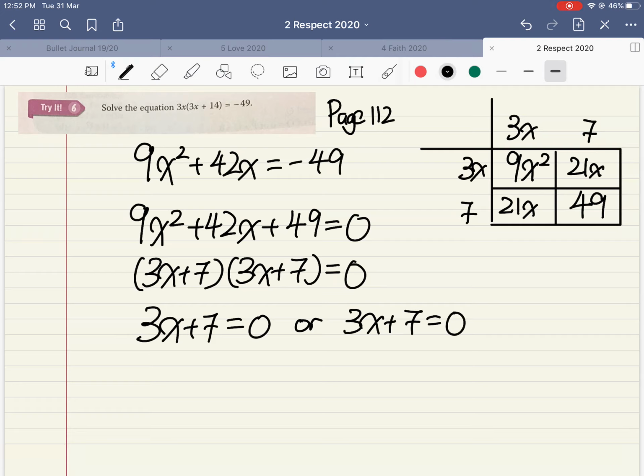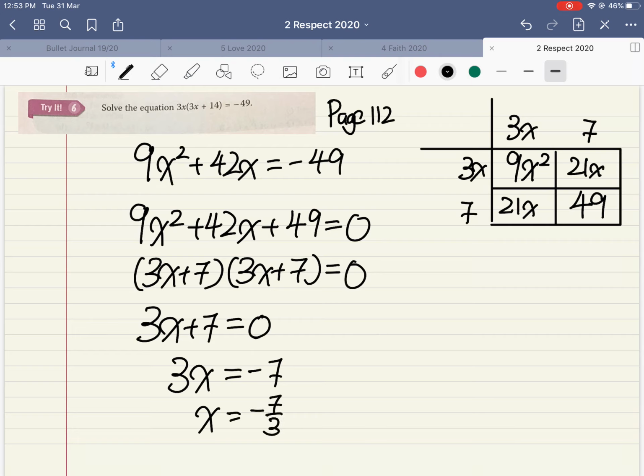Hey, wait, let's pause for a moment. Both of them are actually the same expression. 3x plus 7 and 3x plus 7 are both the same. So in this case, what we actually have is something known as a repeated root. For cases like this, when these two are the same, there is no need to write them twice. We can simply write 3x plus 7 equals 0 once. Solving, I get 3x equals -7, so x equals negative 7 over 3.